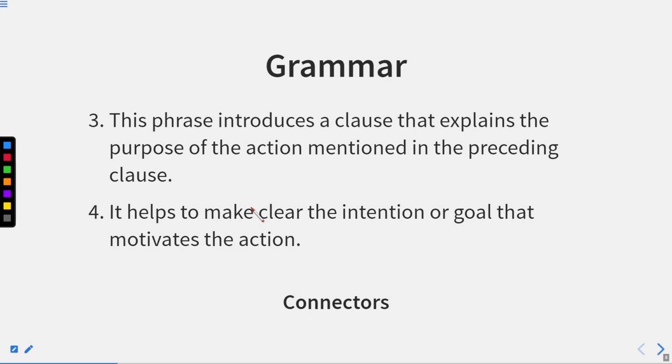So here in the sentence, we can have two clauses in which one clause is just stating the action and another is just showing the purpose behind it. So it is just like a phrase. It is not actually the entire sentence. It is actually the clause in which we have the subject and maybe possibly a noun or a noun phrase which is exactly defining the purpose. That's it. It helps to make clear the intention or goal that motivates the action.